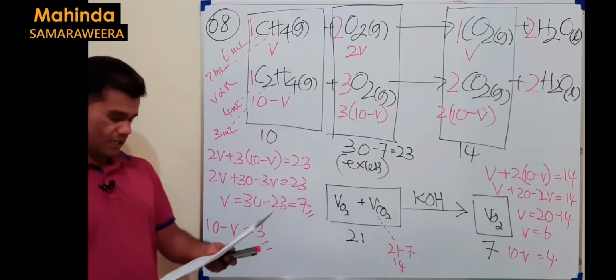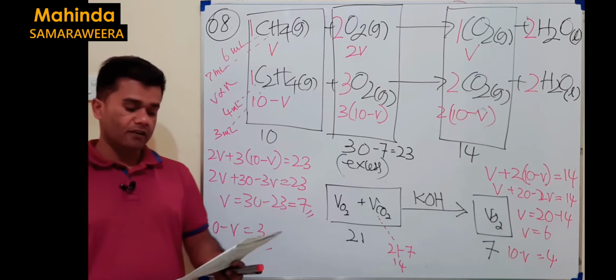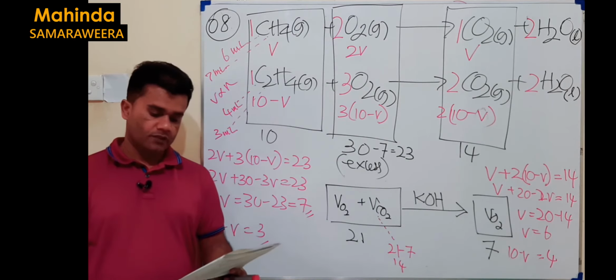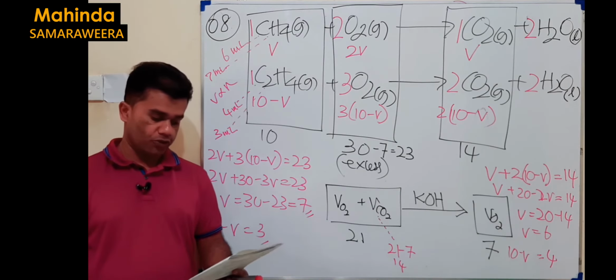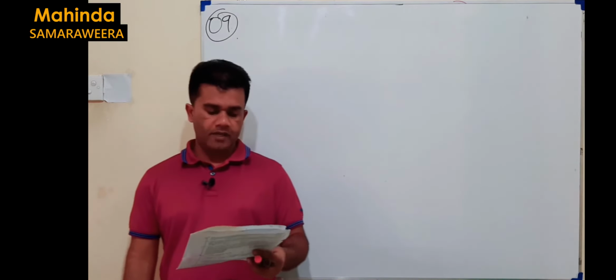Do we have 7 and 3? Yes, it's there in the fourth answer. Therefore, there are two answers in the question, 4 and 5. Question number 9, hybridization involves.